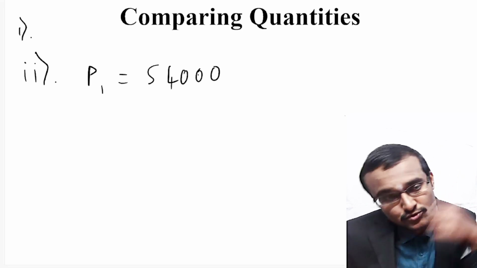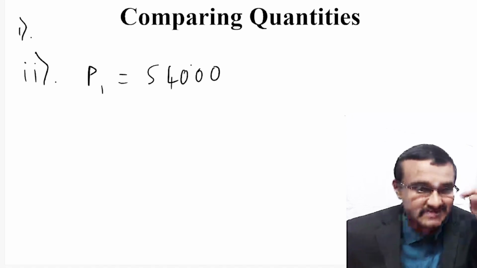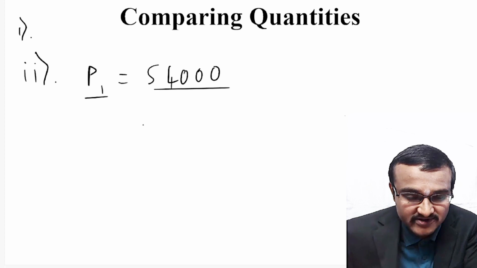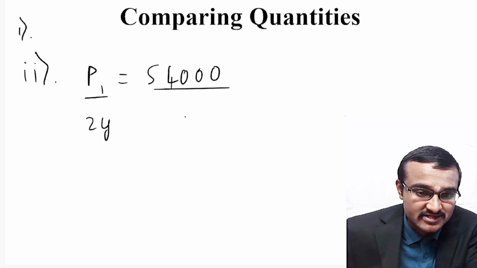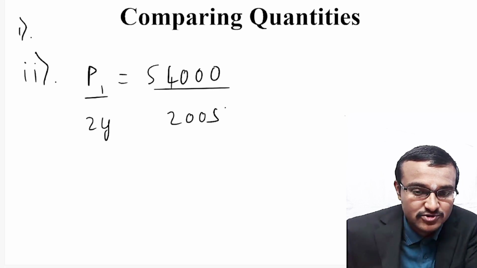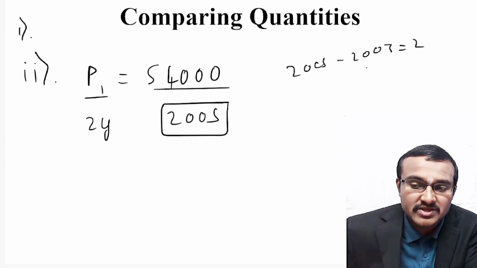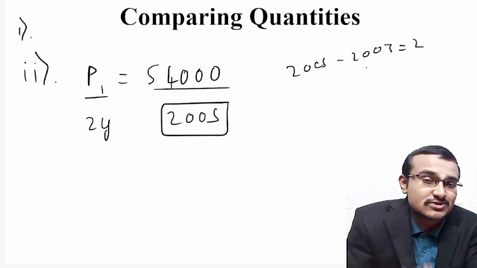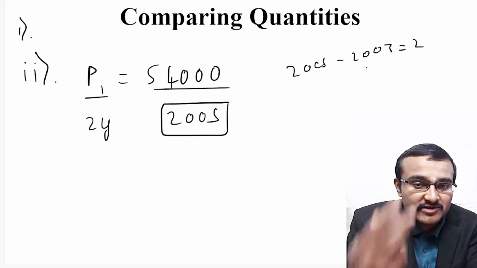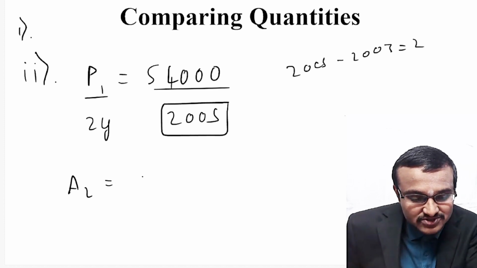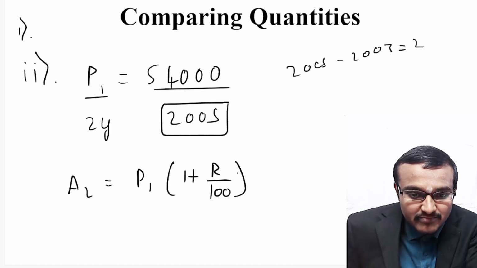So there A2 was 54,000 in the first question. In the second question P1 will be 54,000. So let us take P1 as 54,000 after 2 years, because now you should actually calculate for 2005. So for 2005, 2005 minus 2003 will be 2. Means after 2 years, that is in 2005, what will be the population? So A2 is equal to P1 into (1 plus R by 100) power 2.